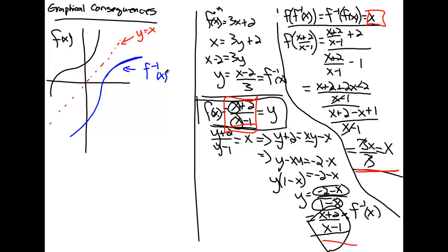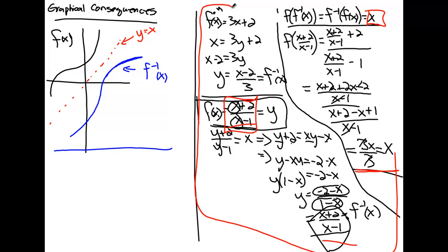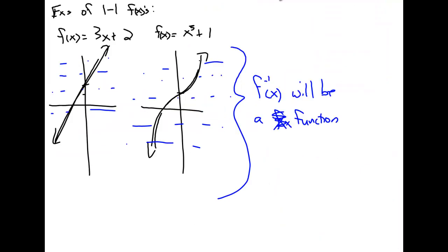Now, think about what we just did. This is the cool part. We have a graphical idea about how inverses work. We have an algebraic way to deal with inverses. And then we have a numerical way. We change our x's and our y's. So I could actually give you a chart of x and y values, and you simply flip the x's and y's, and that gets you all squared away. Okay?